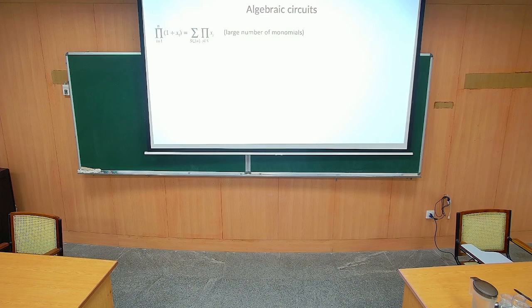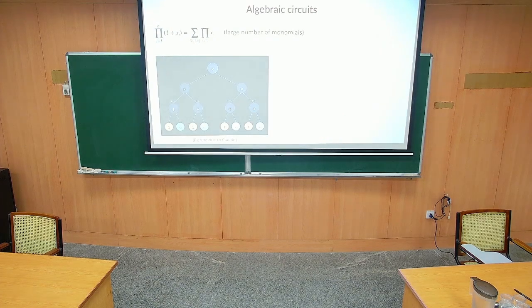This is product over i going from 1 to n, 1 plus xi. How many monomials does this have? It has 2 to the n monomials. A lot of monomials, exponentially growing in n. But it has a very small circuit. Here is a circuit for this.